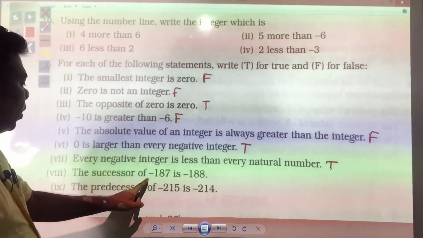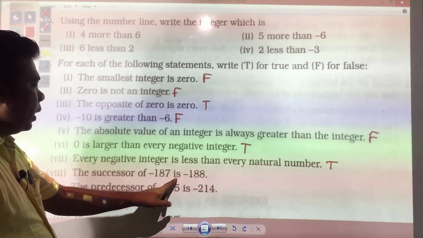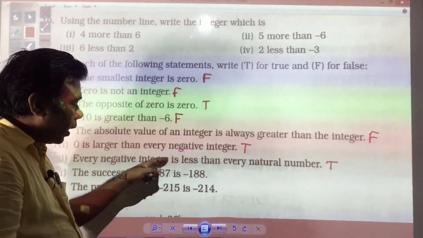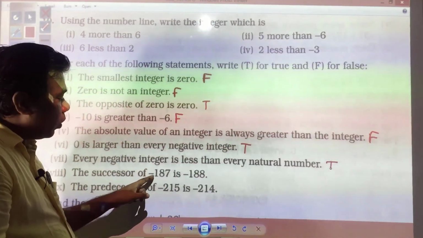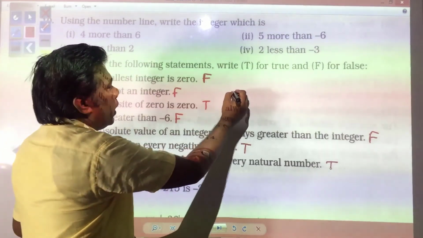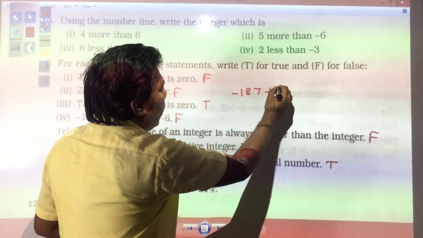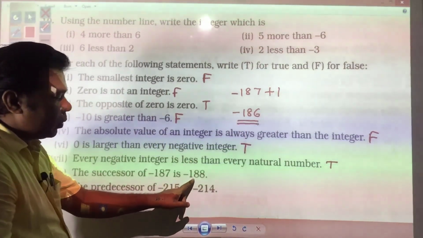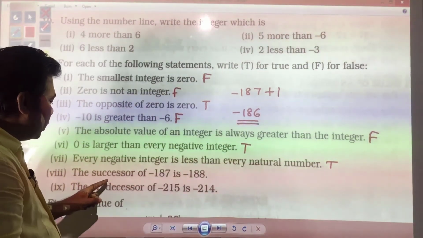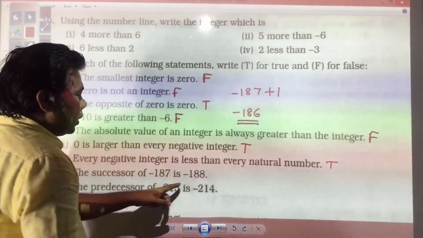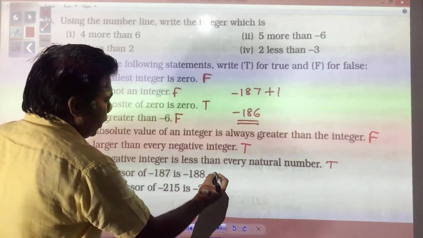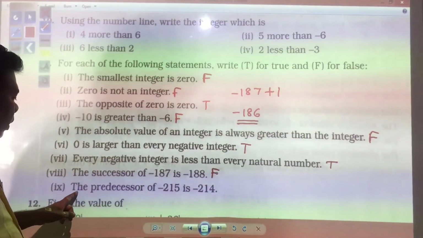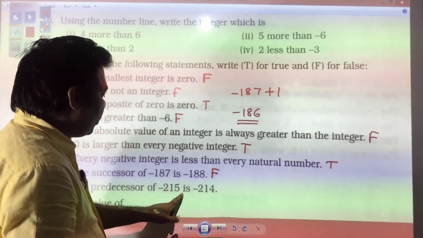The successor of -187 is -188. Successor means what? We add 1 on that. So, if you are adding 1 on this, it will become -186, not -188. This is not the successor, this is the predecessor. So, this will be false.